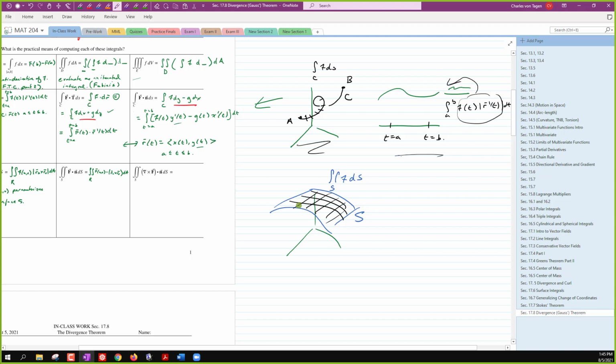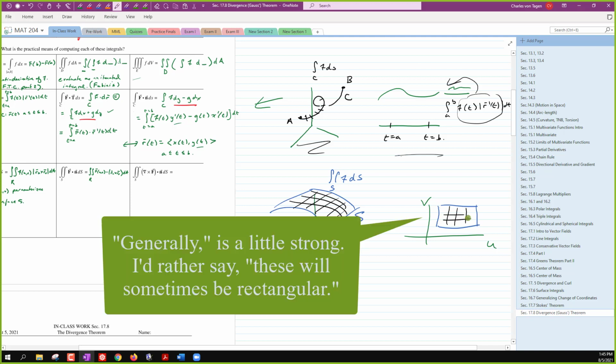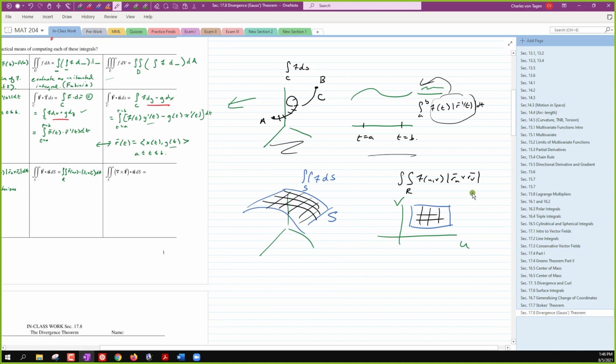That is too hard, and so what we do instead is we bring it down into UV space, where our surface would now come from something like this, and generally these will have come out to be nice and rectangular, and we'll work with this integral over here. So this would be the double integral over R of f of uv times the magnitude of r sub u cross r sub v, if we were thinking about these for the ordinary integrals. So again, these are hard. We convert them to equivalent single and double integrals to evaluate them.